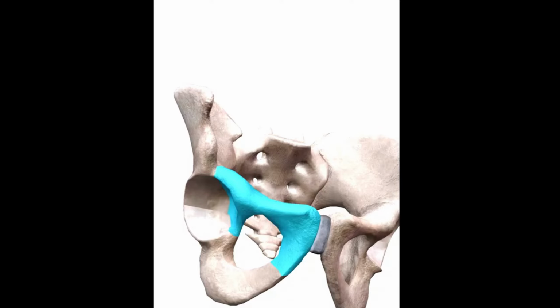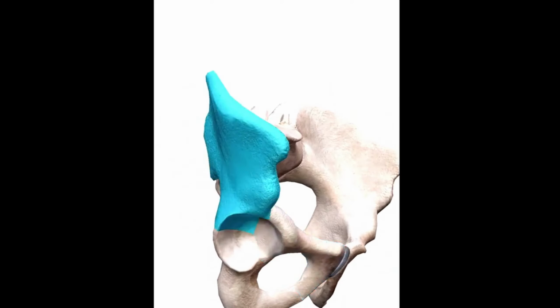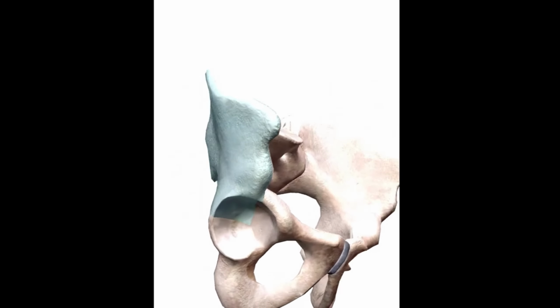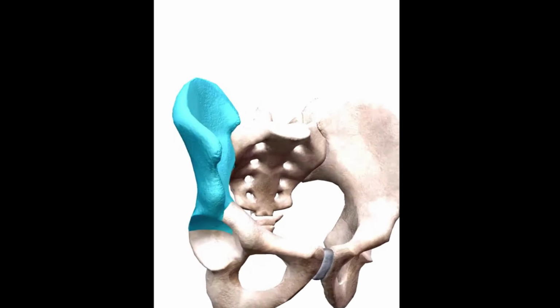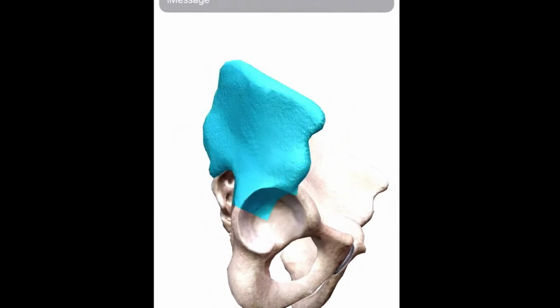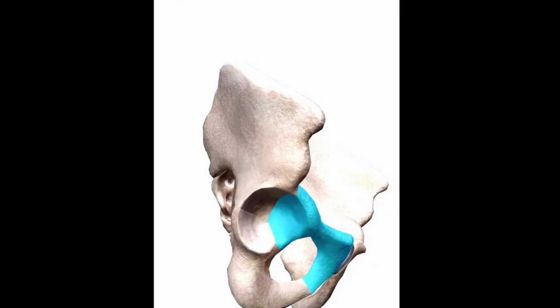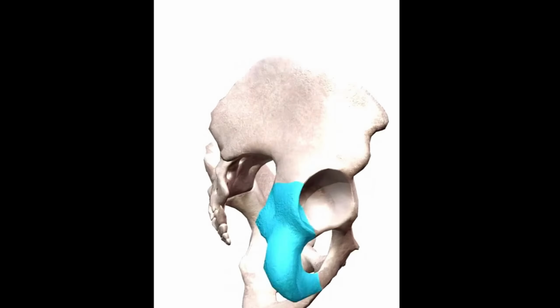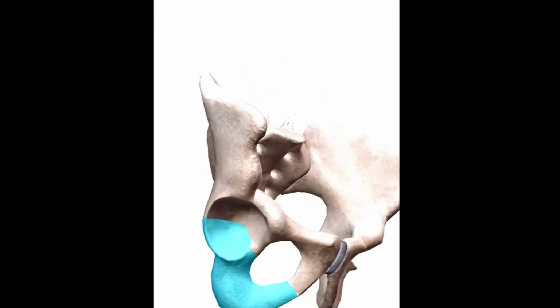Pubis. Right. So this is ilium, right? Ilium. I think I said ischium. Ilium. Pubis. Right? Pubis. And then here, that's right, ischium. There's your ischium. You have that ischial tuberosity.